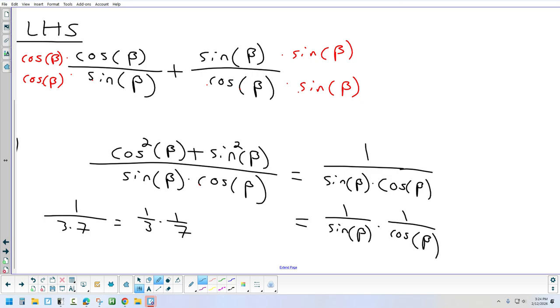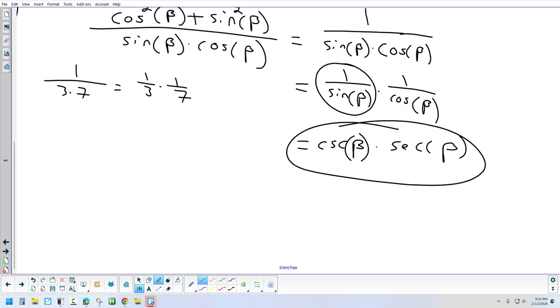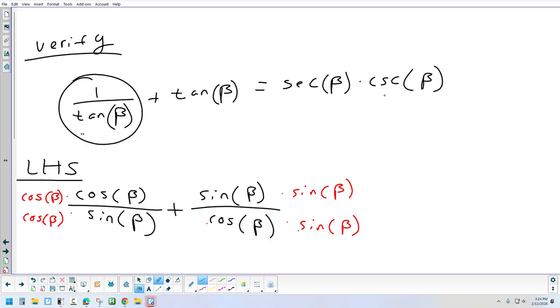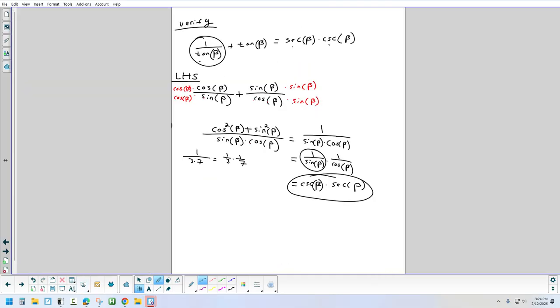Now I'm going to look at each one separately. What's 1 over sine? Cosecant. Times, what's 1 over cosine? Secant. Now let's go back up and see if we had a cosecant times a secant on the other side. Cosecant times secant. Yep, exactly. So that's it. That's how you prove it.